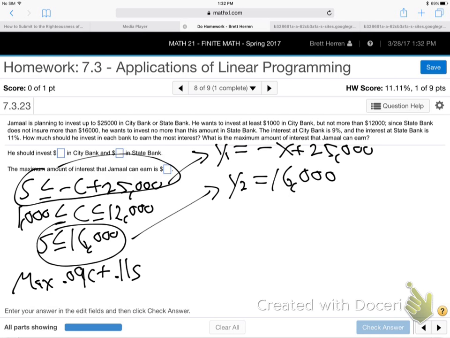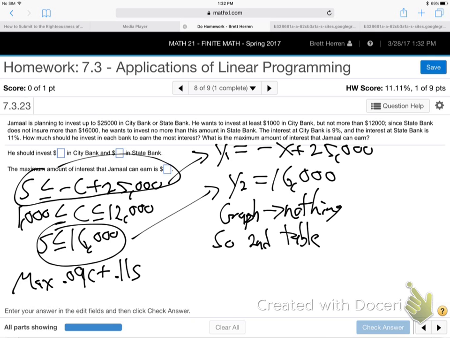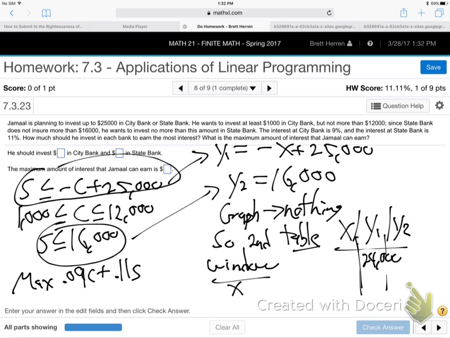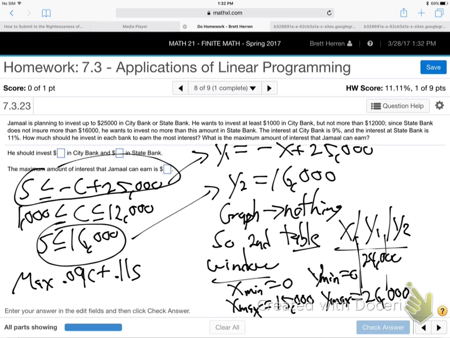All right. So do you all see how I found that? I hit the graph, and I had nothing, so I hit second table, and I saw the Y1, Y2 values were up around 24,000 or something, and so I changed my window when I saw that. So in window, I ended up making X min 0, X max about 15,000, and Y min 0, Y max, what am I at, 26,000? I think I'm at 26,000 for my Y max.